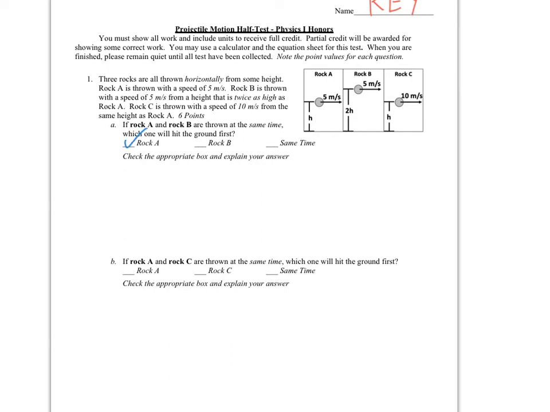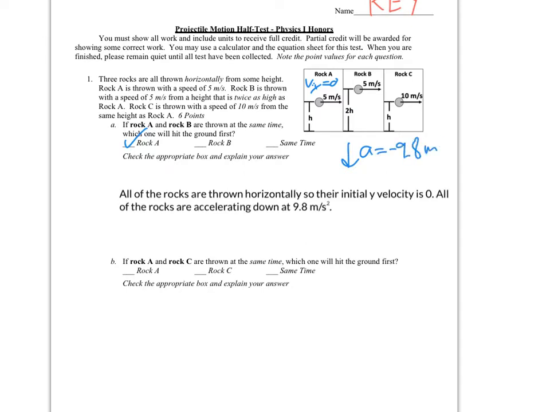Rock A would hit the ground first in this situation. And here's what I would say. The basic idea is that both objects are thrown horizontally, which means their initial y velocity, or VIY, is 0. And that's actually true for all of them. So the thing that ultimately is going to determine how long it takes to hit the ground is their height. They all have 0 initial y velocity. They all are accelerating down at 9.8 meters per second squared. We, of course, know that is true for any object that's a projectile. So the thing that ultimately determines how long they're in the air is their height, and since B is a greater height, it will hit the ground first.